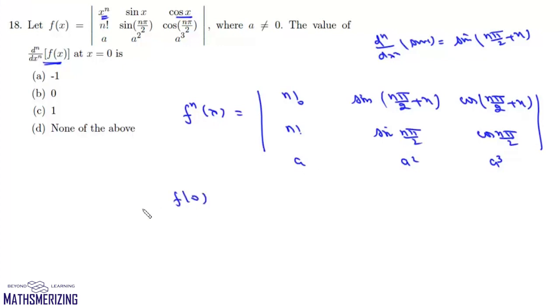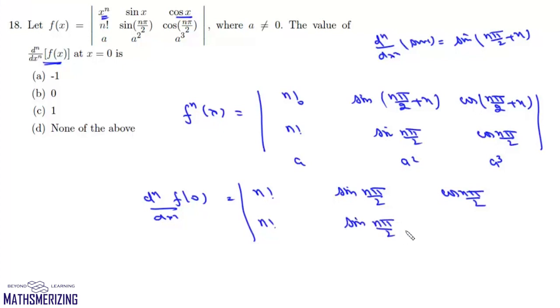Now if we put x as 0, we'll get the first row as factorial n, sin n pi by 2, cos n pi by 2, and we'll get the second row as factorial n, sin n pi by 2, cos n pi by 2, a square and a cube. Now since we have two identical rows, this value is 0. So the nth derivative of this function at x equal to 0 is 0, and that's your option B.